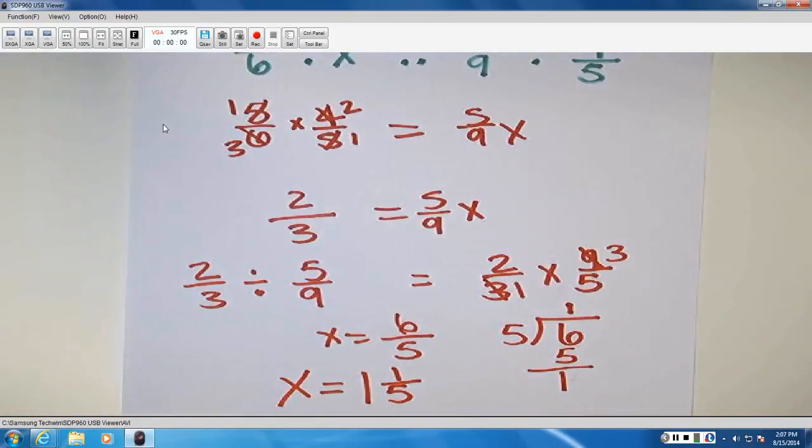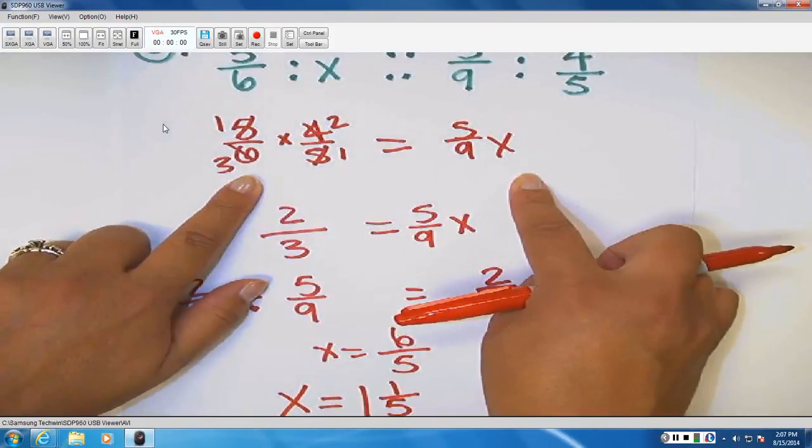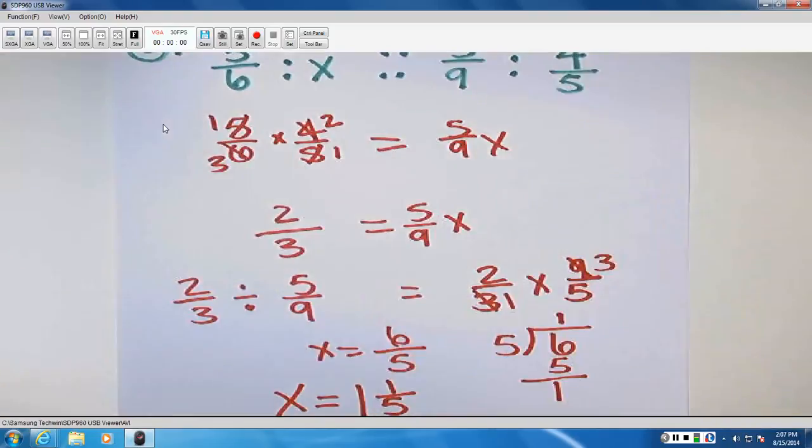Okay? So don't get scared or nervous when you're working with a fraction instead of a whole number. You're still doing the exact same steps. You're still setting your equation up the same way. You're still multiplying. You're still dividing. You're doing everything like you're supposed to. You're just dealing with a fraction.